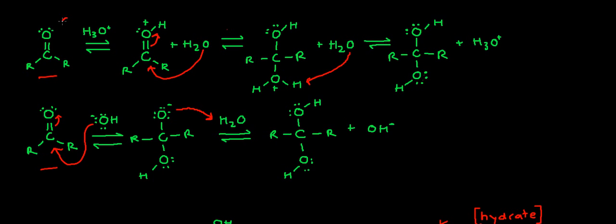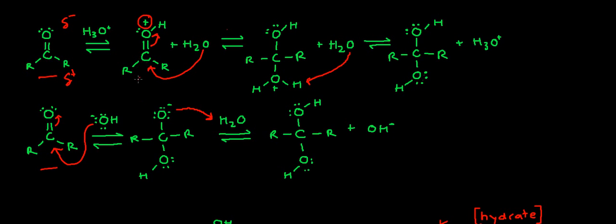Carbonyl groups are polar. This end is partially negative, this end is partially positive. Adding acid to this will protonate the partially negative end, like so. We'll add a hydrogen to the carbonyl group, whatever it happens to be, ketone, aldehyde, something else. And this will allow water to more easily act like a nucleophile on it.